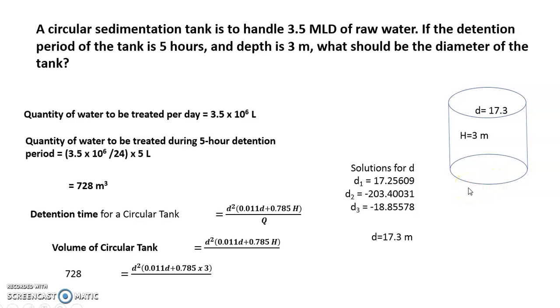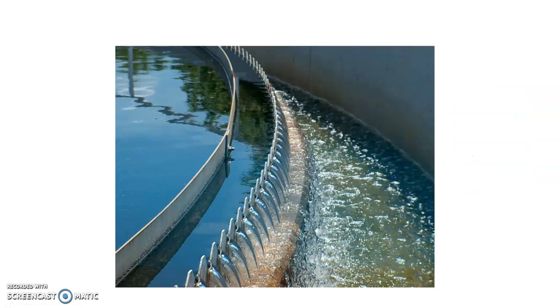Okay, so let us go to one more problem. Before we start the next problem, let us try to understand one more feature in a circular sedimentation tank. Of course, this is also present in a rectangular sedimentation tank. On the periphery we have what we call overflowing weirs. Clarified water flows over a weir, and that is known as an overflowing weir.